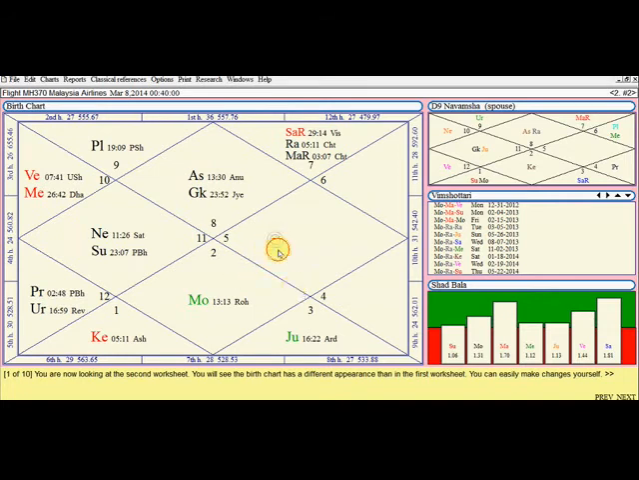Okay, combination 1. As you can see, there is Gulika in the first house. Gulika is the highly and most malefic planet in the whole chart, and you can see it being present in the ascendant. And then secondly, what you can see is that the ascendant is Scorpio, which is a water sign and represents privacy, isolation, dissolution, and transformation. Okay, that's combination number 2.